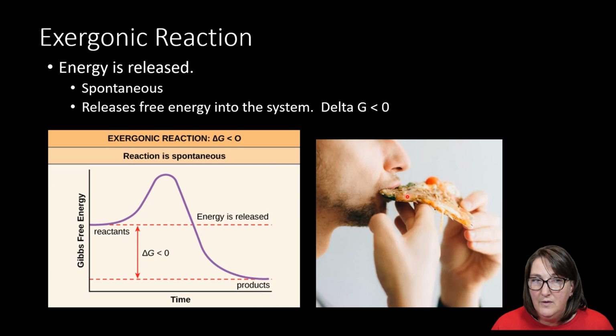If I'm eating food, this is going to be an exergonic reaction. I'm going to take the food, I'm going to eat it, I'm going to produce heat. I'm taking this and breaking it down into smaller and smaller pieces. I'm going to turn it into carbon dioxide through cellular respiration. So this would be an exergonic reaction.